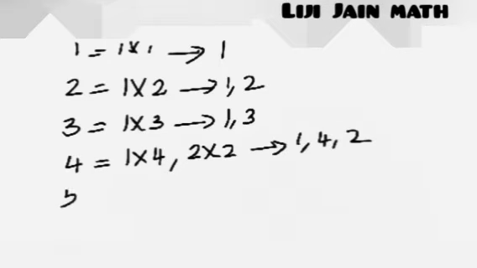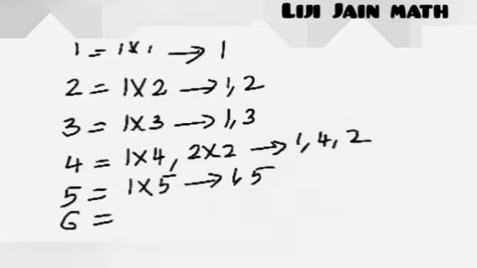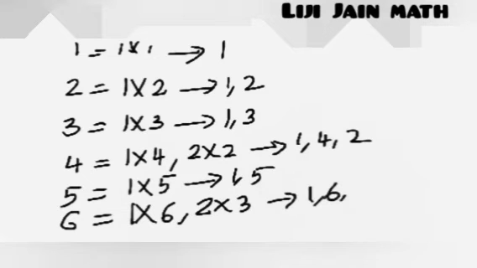Okay, now consider the case of 5. How can 5 be written as the product of two numbers? Of course, 1 into 5. Does any other possibility exist? No. So the factors of 5 are 1 and 5. Now let's discuss the case of 6. How can 6 be written as the product of two numbers? Of course, 1 into 6. Can 6 be written as the product of any other two numbers? Yes, 2 3s are 6. Anything else? No. So the factors of 6 are 1, 6, 2, 3.